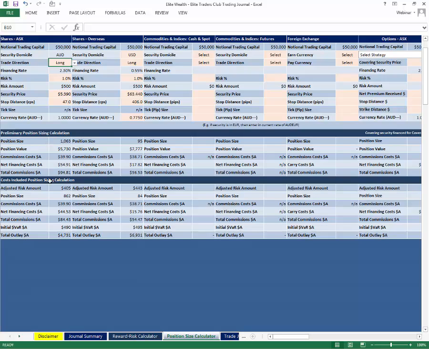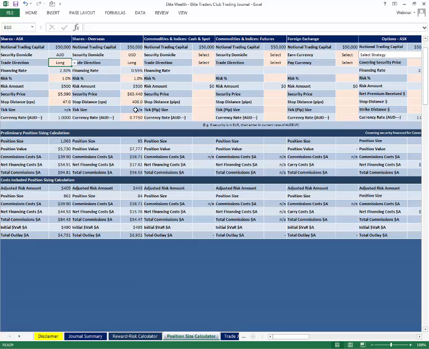The system then does a preliminary calculation. We ignore that. We come down to the costs included position sizing calculation. This will give us a couple of numbers we need for the trading journal. First one, the big one, is position size. 862 is the number of shares we would trade if we're risking 1%, $500 on this trade. And your initial VAR here of $490 is just under the 500 on there. And that's a cost included, in other words, a net position sizing calculation.